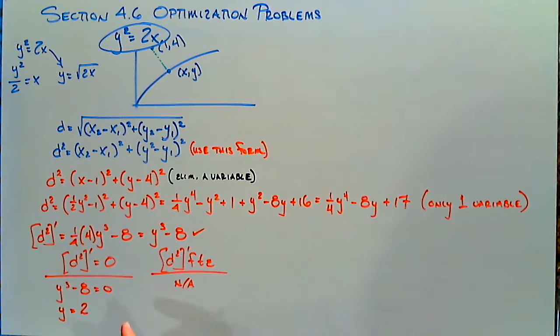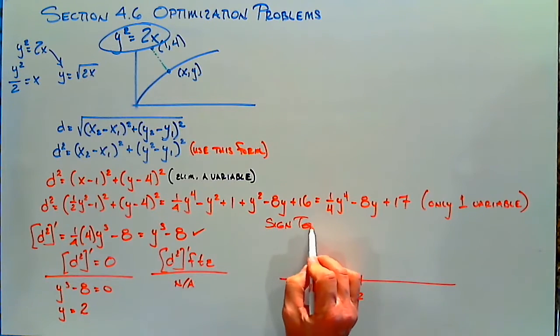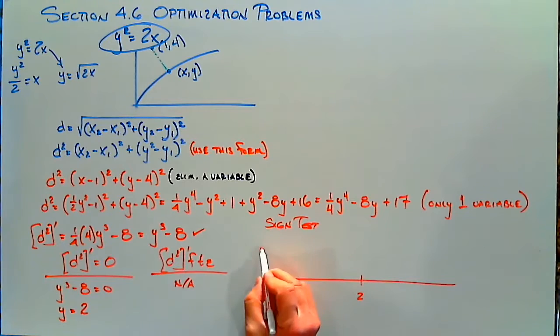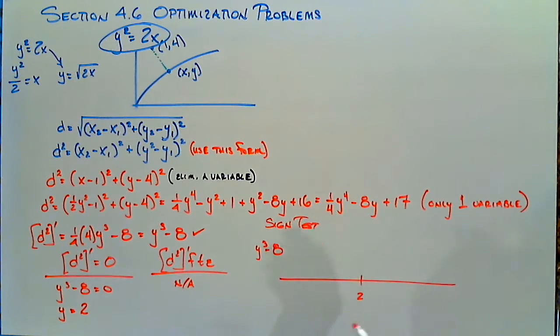We have the derivative right here. We could put down our 2 here and run our sign test. Here's 2 as our choice. Right now our derivative is just y cubed minus 8. I know that factors, all of us who took algebra 1 can factor y cubed minus 8, but we don't have any other factors, so we can just write that down.